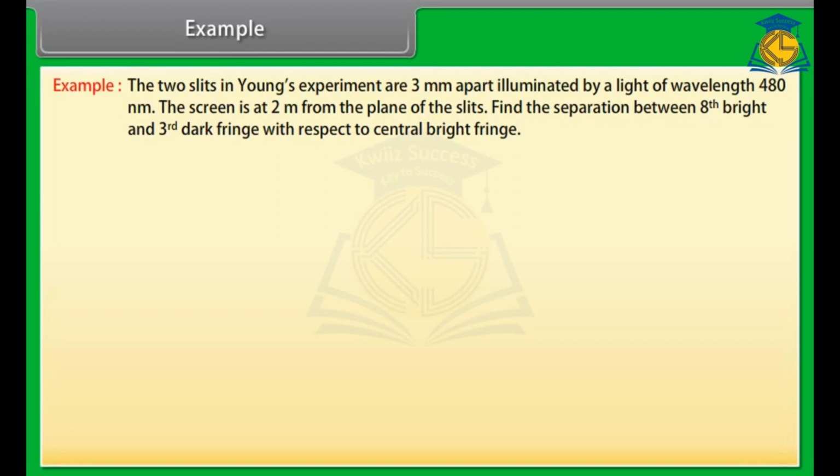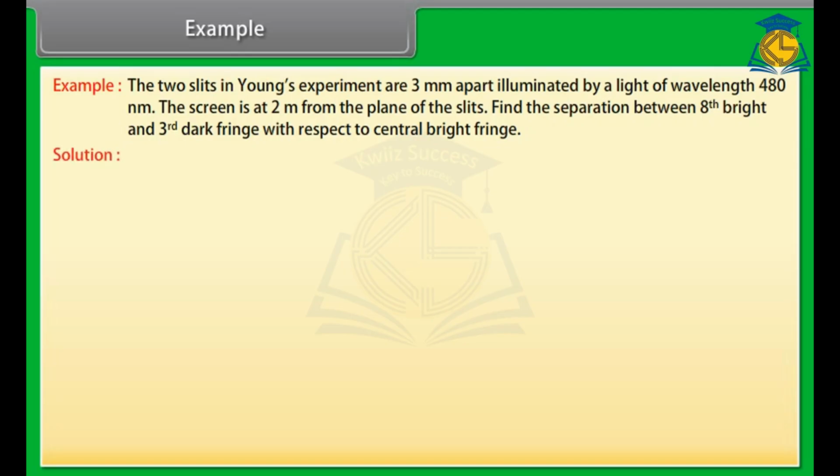The two slits in Young's experiment are 3 mm apart, illuminated by a light of wavelength 480 nanometer. The screen is at 2 meters from the plane of the slit. Find the separation between 8th bright and 3rd dark fringe with respect to central bright fringe.